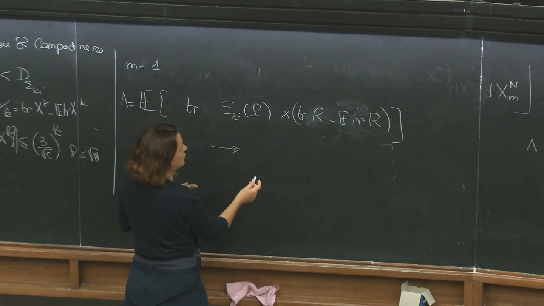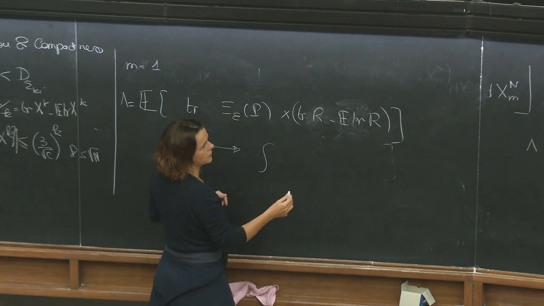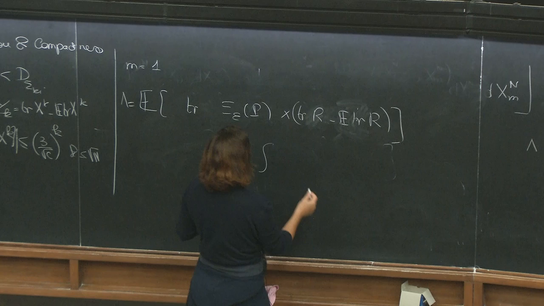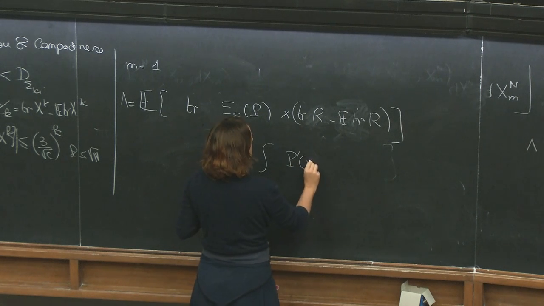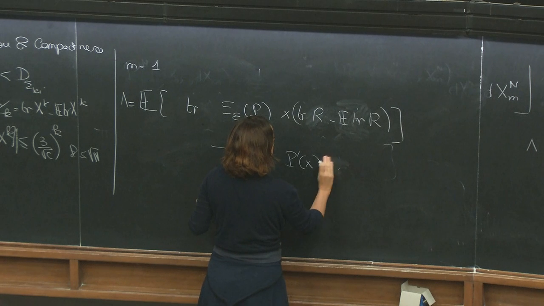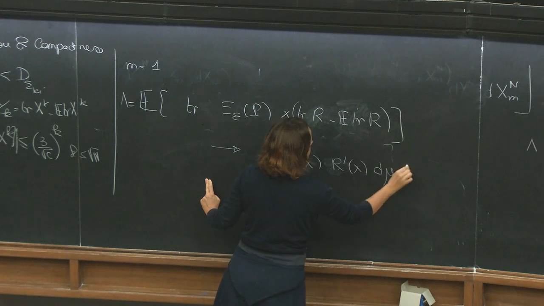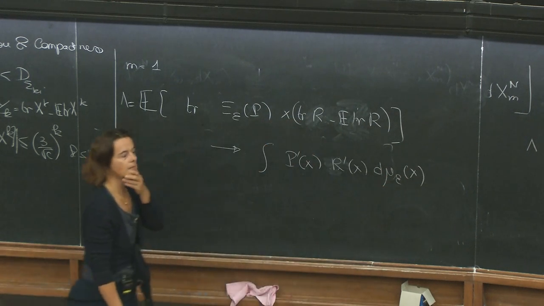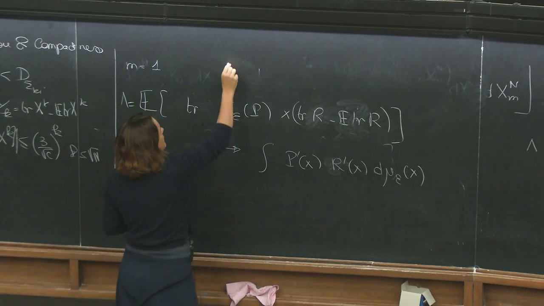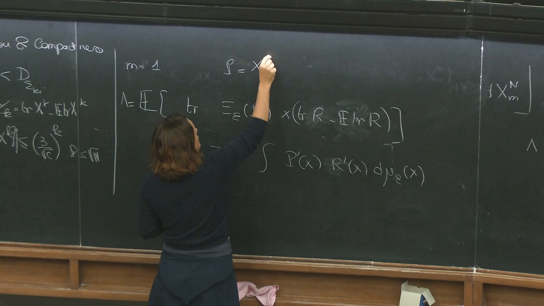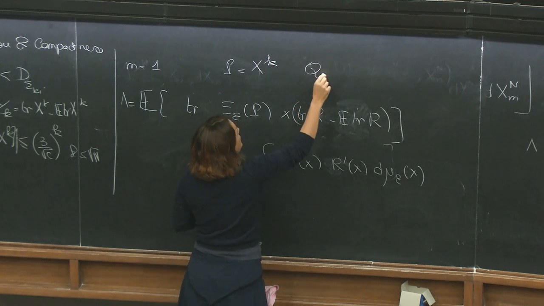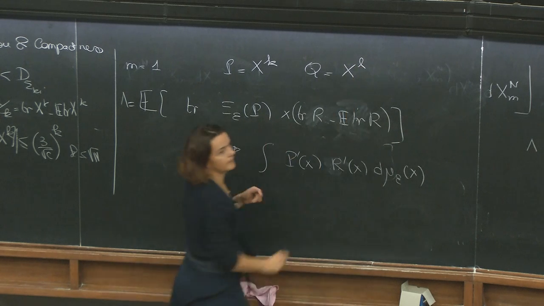So this converges towards what? These are just the two derivatives of my monomial. So it's the integral of p'(x) r'(x) dμ_ε. Okay, and the formula over there is exactly that for p, which is x^k, and q, which is x^l.